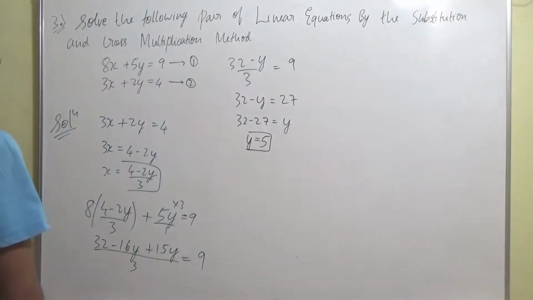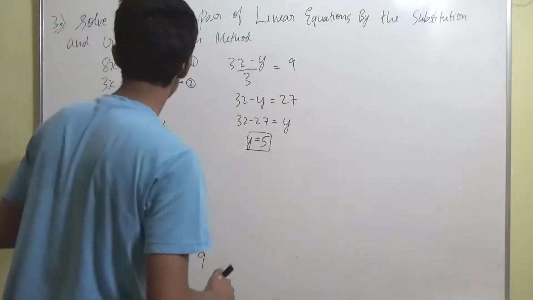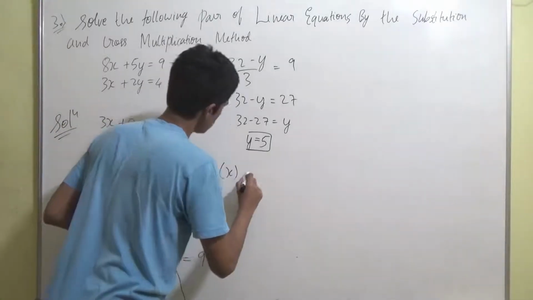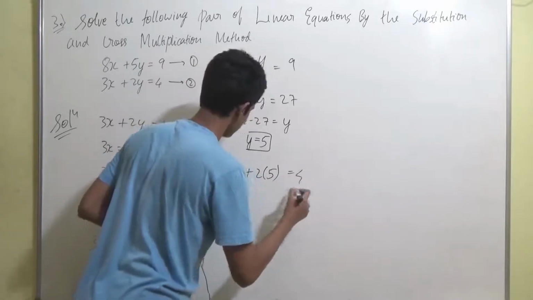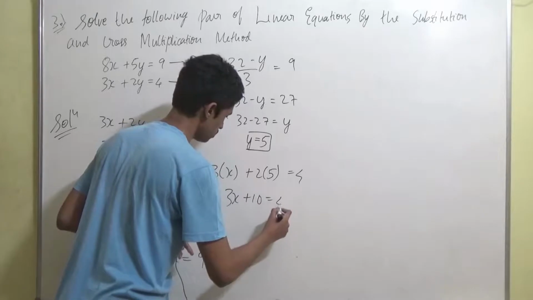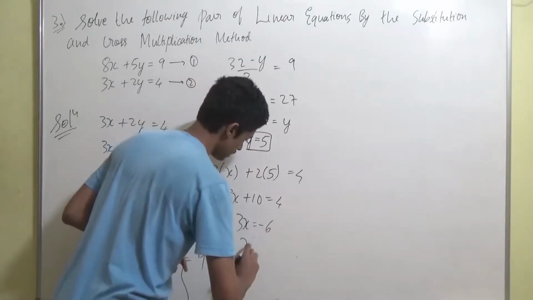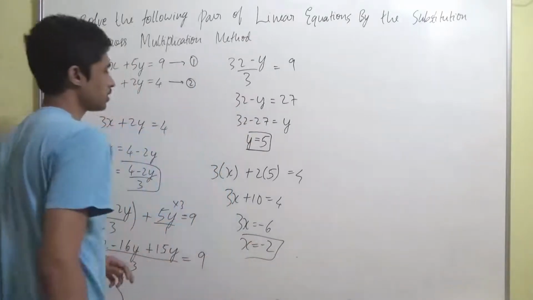Now let's find the value of x. That's how you'll do it, you'll substitute the value of y in any of these two equations. I'll substitute in the second equation. So 3 into x plus 2 into y, which is 5, equal to 4. So this becomes 3x plus 10 equal to 4. So 3x will become equal to minus 6. Then x will become equal to minus 2, correct? Now you got the values of x and y.